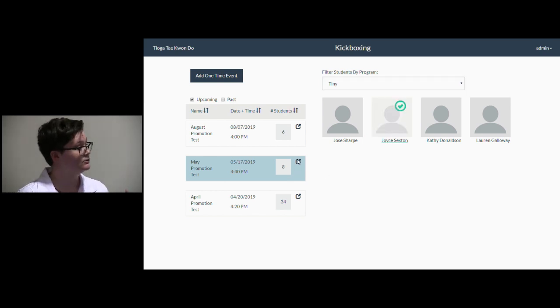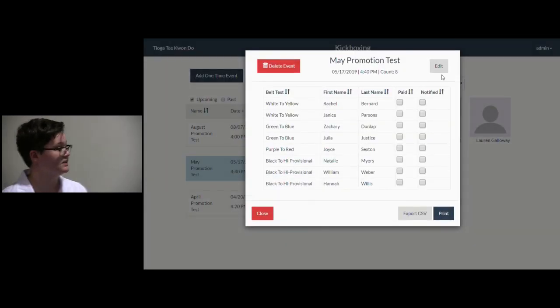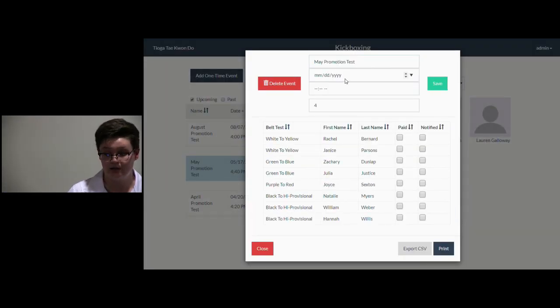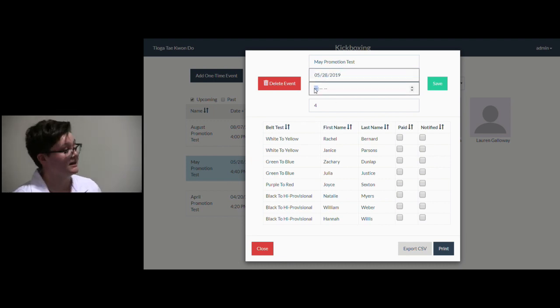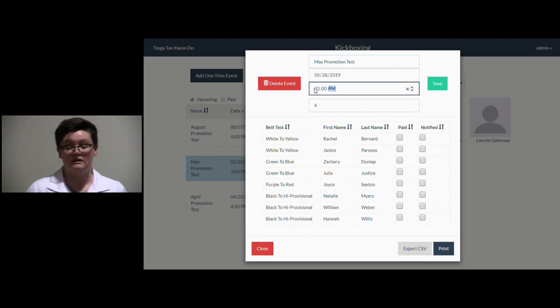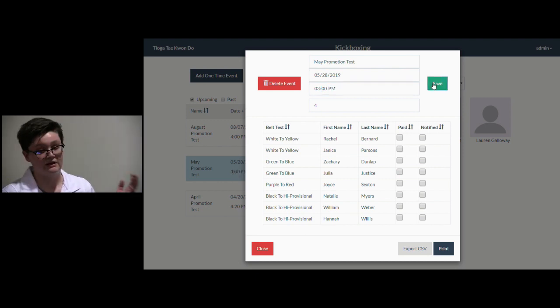So we can switch between students, switch between classes, and then this is the event pop-up. From here, you can make a whole lot of modifications to the event. You can delete it, you can edit any of the attributes that you'd like, and you can also view the list of students and organize them by the different attributes.